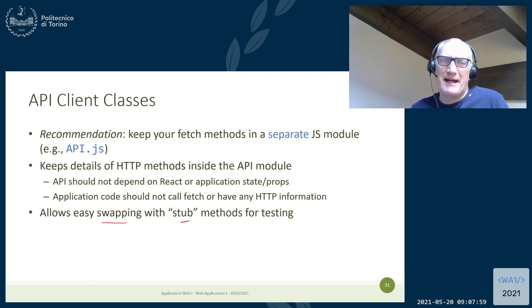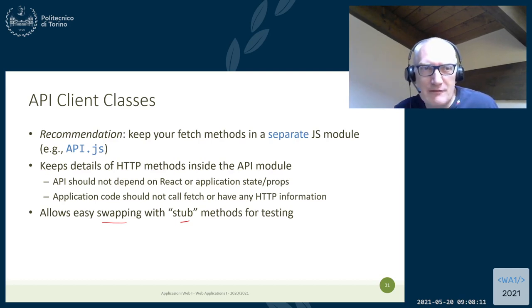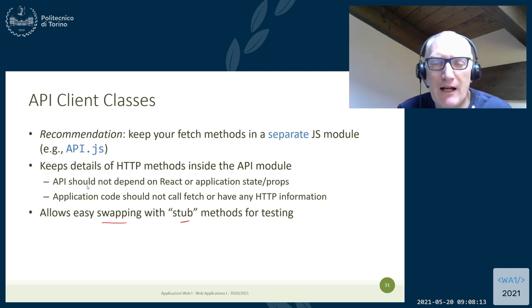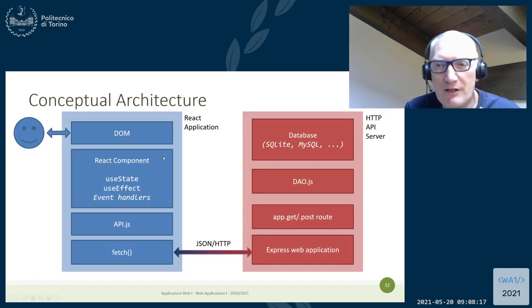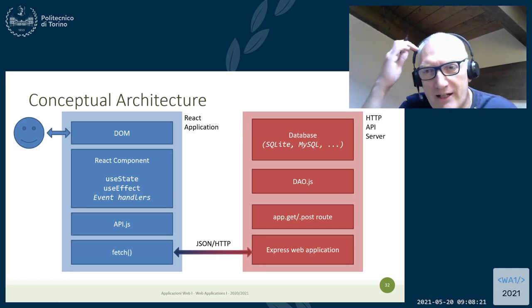Okay, it's the same pattern that we used on the server when we separated the Express routes from the DAO object, the DAO class that will contain all the database interface methods with all the nitty-gritty details about those. And the same thing on the front end, we separate the low-level code. So basically, our complete architecture would be something like this.